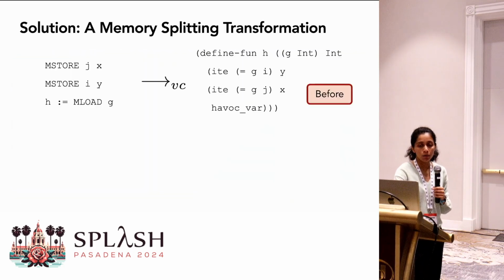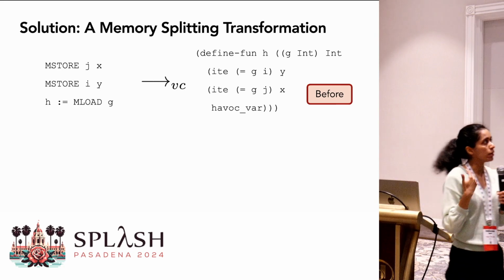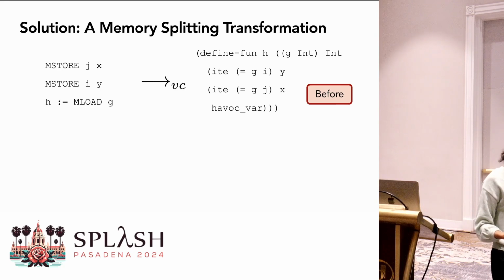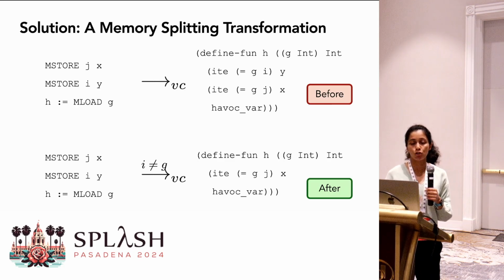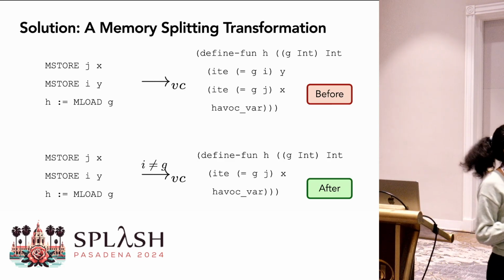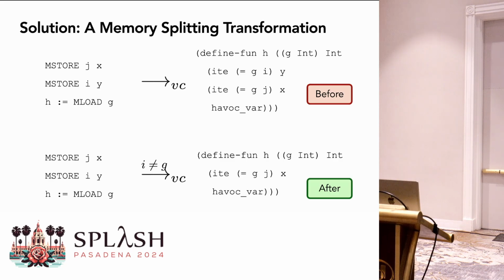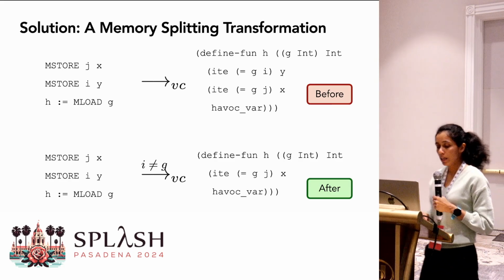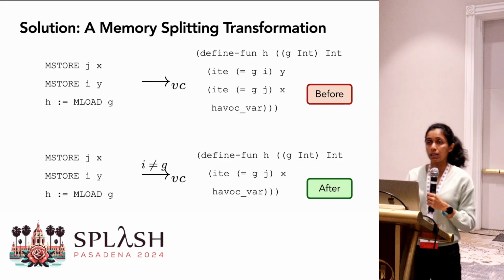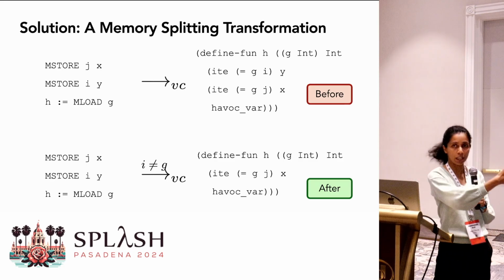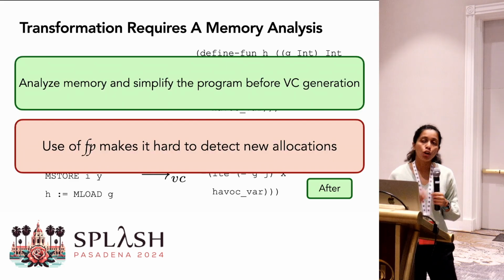So what we propose is to simplify the program before we generate the verification condition so that we don't have so many branches. If this is what we have before, then ideally we want to cut as many of these branches as possible so that we have a simpler query in the end. But how can we actually figure these things out? How can we simplify it? Well, the only way to do that is if you can somehow figure out that some of these addresses are not going to be aliased, right? So if you know that i and g are not the same, then you can actually remove it. So how do we do that?